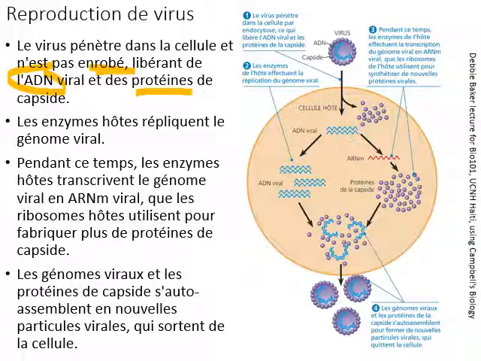The host cell then replicates the DNA of the virus. So the virus cannot reproduce by itself. It needs to trick the cell into making the DNA and RNA for it.